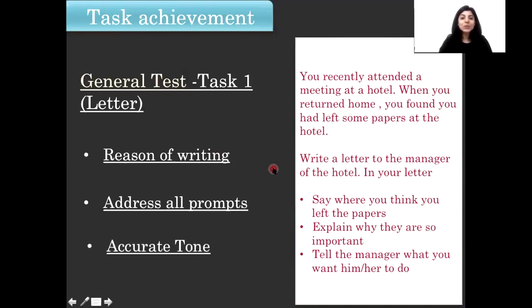Also ensure that you maintain an accurate tone throughout the letter. That means formal language in formal letters and informal language in informal ones. Do not mix the style.